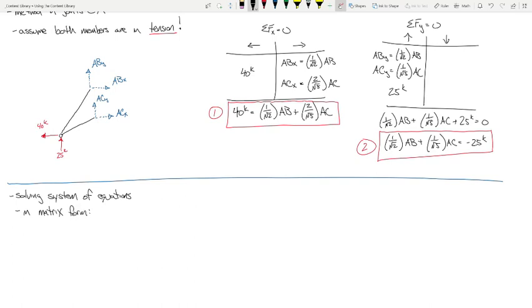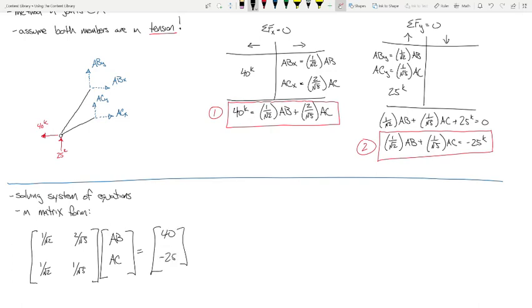So in matrix form, I'm going to rewrite this. And the way I'm going to write it is I'm going to say we have 1 over the square root of 2, 2 over the square root of 5, 1 over the square root of 2, 1 over the square root of 5, equals 40 and minus 25. Okay? So all I'm doing is I'm taking these coefficients, putting them in a square matrix, taking these 2, putting them in a column. Okay? Now I'll show you 2 different ways to solve it.